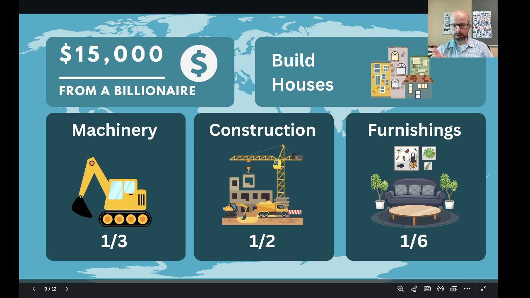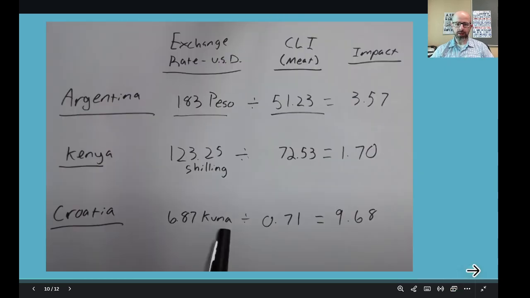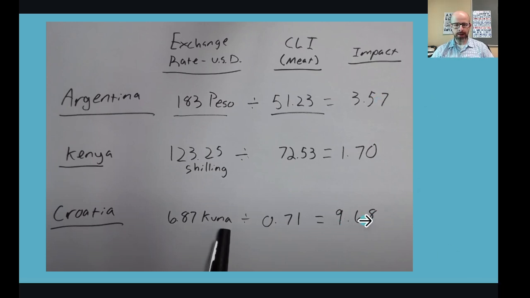So follow me here, see if we can follow along, and I think this will really help you for your final project. All right. Remember this, where we came up with an impact value for our three different countries, right? I looked at the cost of living index for meat, and I tried to figure out my impact value.